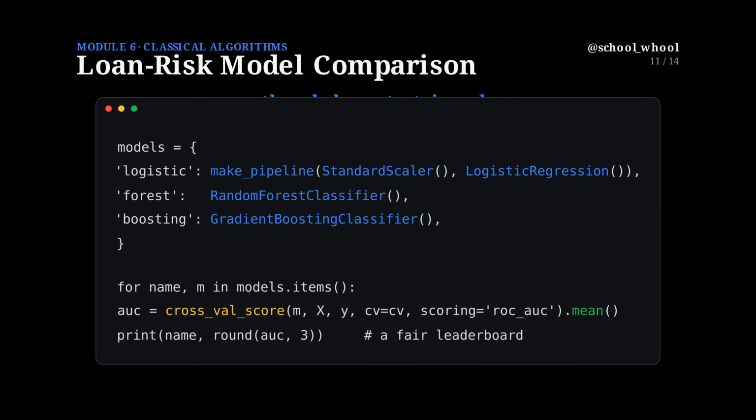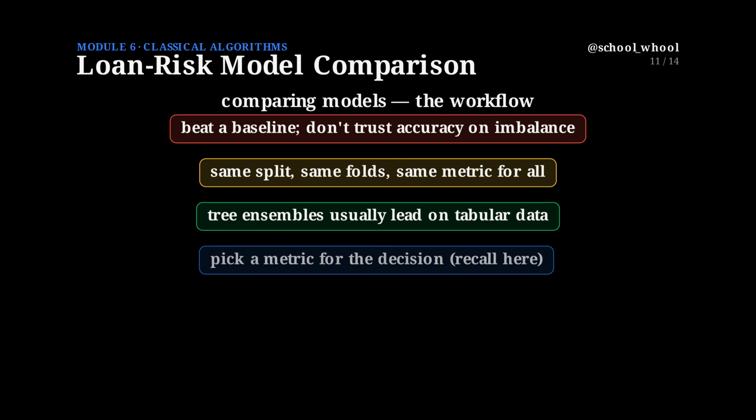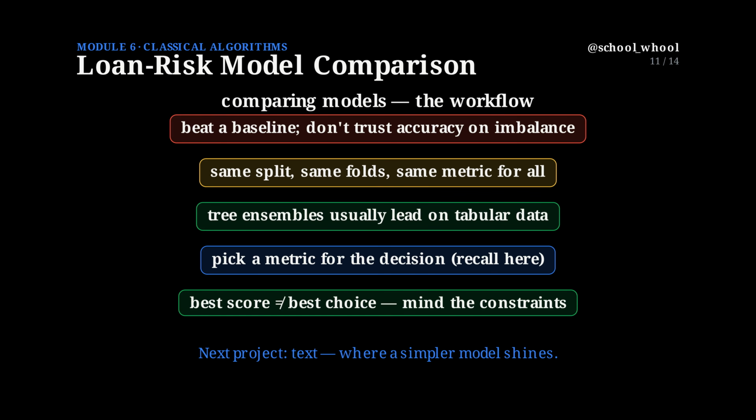Let us tie it together. To compare models properly, always beat a baseline, and never trust accuracy alone on imbalanced data. Give every model the same split, the same folds, and the same metric. Expect tree ensembles to lead on tabular data. And remember, the highest score is not always the right choice. Match the model to the decision. That is how a professional chooses.